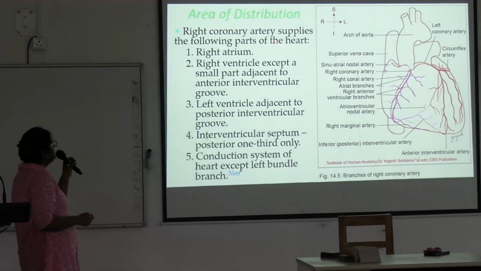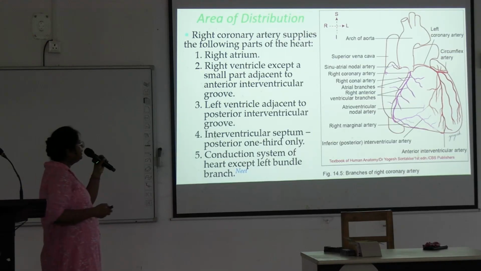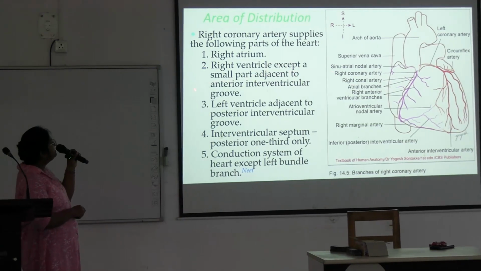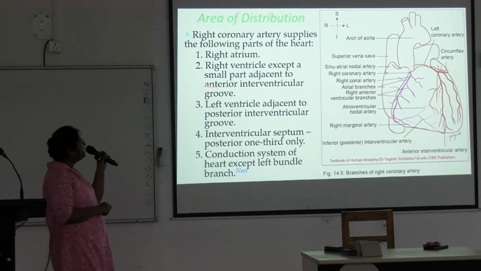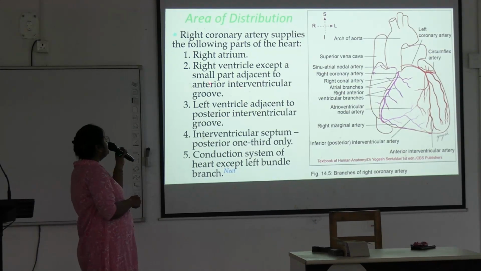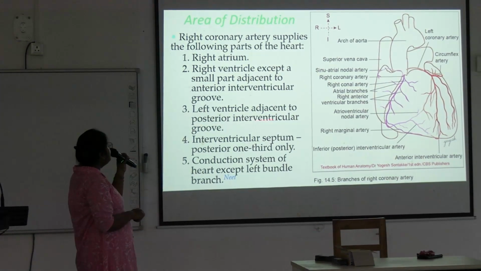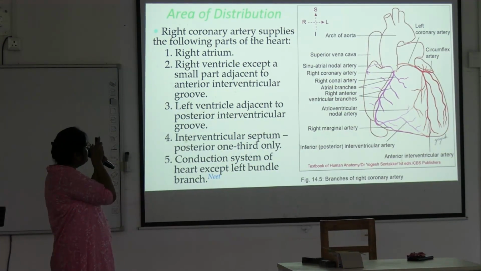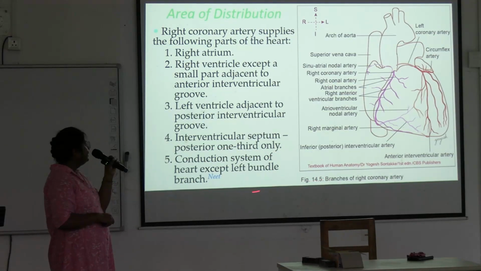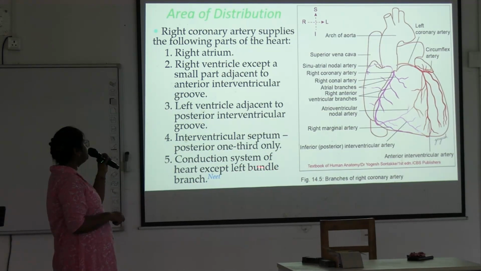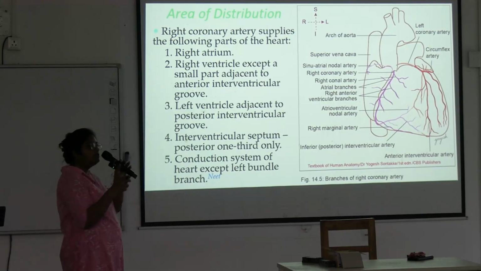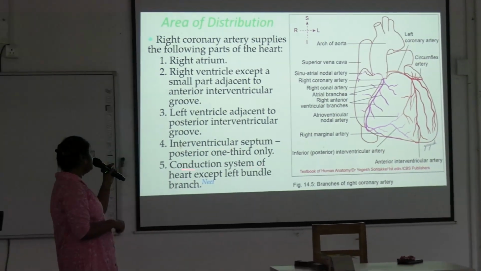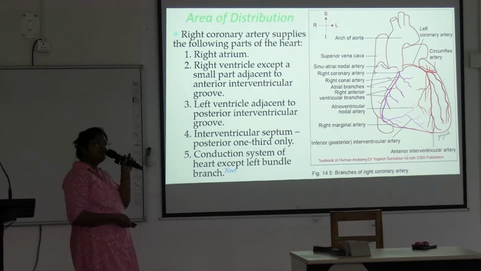Next, so what is the distribution? What are the areas supplied by the right coronary? The right coronary artery supplies the right atrium and right ventricle, except a small part adjacent to the anterior interventricular groove, which is supplied by a branch from the left coronary here. It also supplies the left ventricle adjacent to the posterior interventricular groove, the posterior 1/3 of the interventricular septum, and the conduction system of the heart except the left bundle branch. You have seen the branches to the SA node and AV node, all arising from the right coronary. So mainly the conduction system is supplied by the right coronary artery.